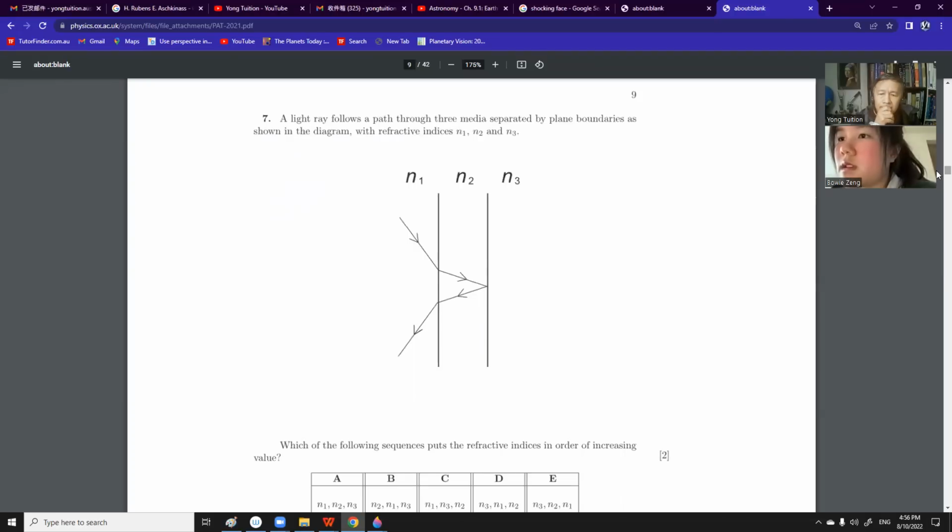The equation is n1 sine theta 1. Can you see the reflection occur at the second? Can you see the reflection occur somewhere? Reflection is a mirror. There's a mirror underneath. Yeah. Can you see? There's a mirror here. That's right.